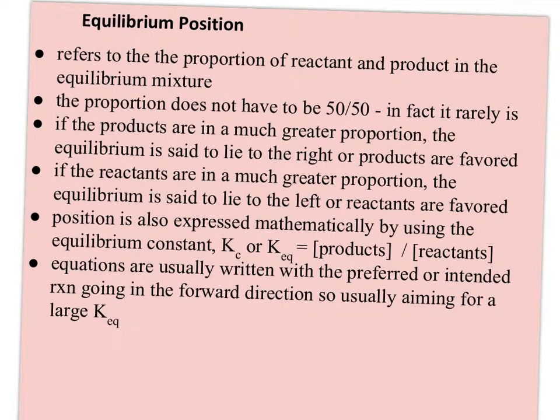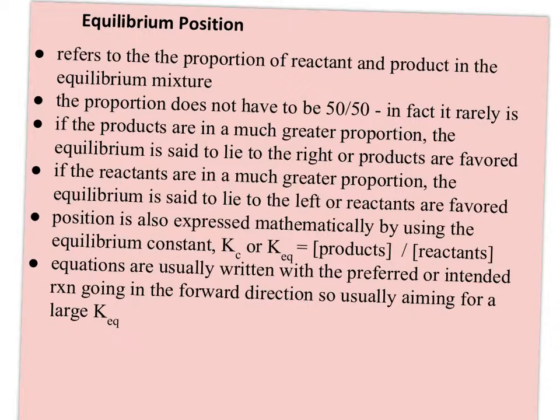So equilibrium position refers to the proportion of reactant and product in the equilibrium mixture. The proportion doesn't have to be 50-50. In fact, it rarely is. If the products are a much greater proportion, we say the equilibrium lies to the right or products are favored. And if the reactants are in much greater proportion, the equilibrium is said to lie to the left or reactants are favored.